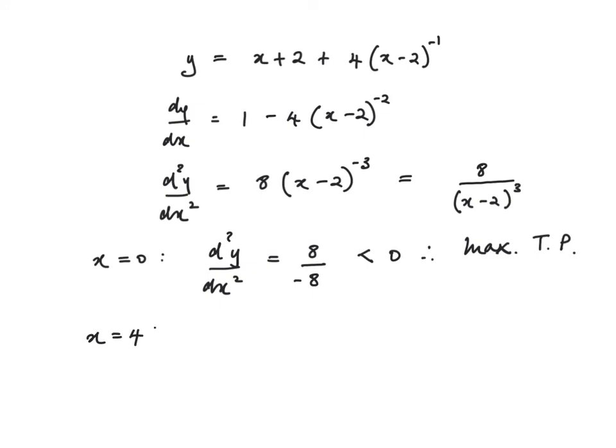Similarly, when x equals 4, we have 8 on top and we have 8 on the bottom. 4 take away 2 is 2, 2 cubed is 8, so that's greater than 0. That means we have a minimum turning point. So the second derivative replaces the need for the nature table.